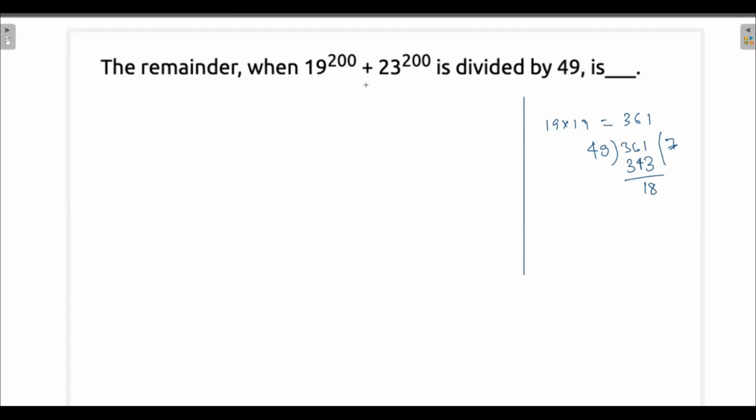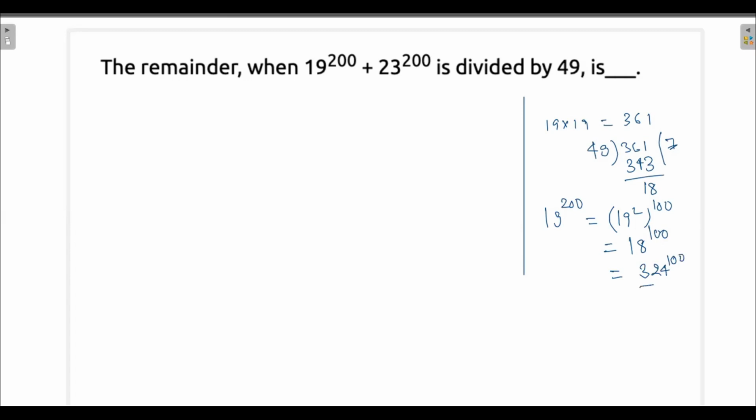Now 18 is a remainder. The way we try to solve this remainder problem is that 19 raised to the power 200 could be reduced first, maybe I could write it as 19 square to the power 100. And when I divide this 19 square, which is 361, by 49, I get a remainder of 18. So 18 is the remainder which I'll write, and then to the power 100. Then again I'll try 18 into 18, which will be 324 to the power 100.